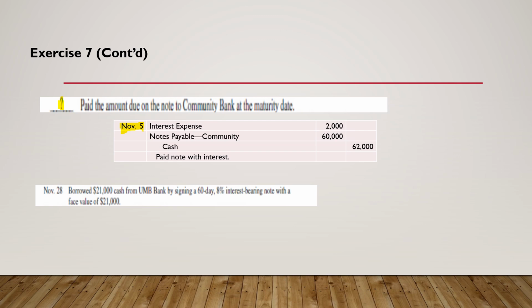Okay. Then the following transaction: borrowed $21,000 cash from UMB Bank by signing a 60-day 8% interest-bearing note with a face value of $21,000. I've taken a loan from UMB Bank. Its face value is $21,000, and the term of the note is 60 days. It will last for 60 days, and there's interest related to this note. The interest rate is 8%. So my entry will be as follows: debit cash and credit notes payable with $21,000.